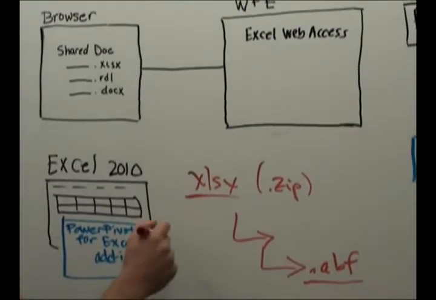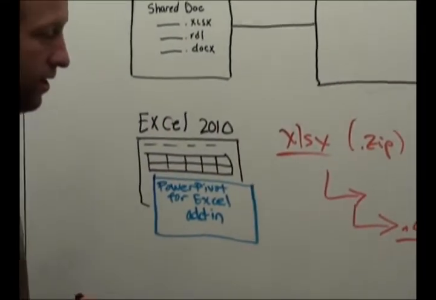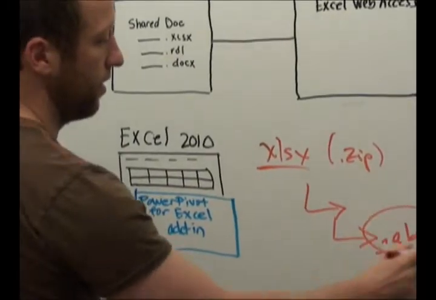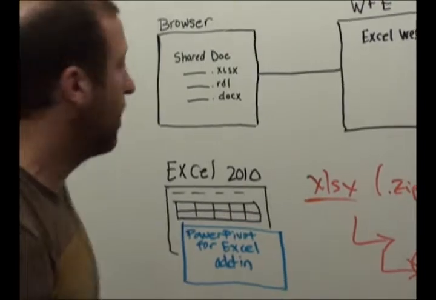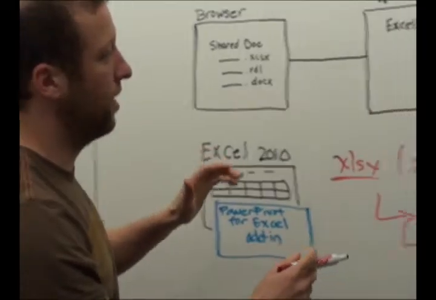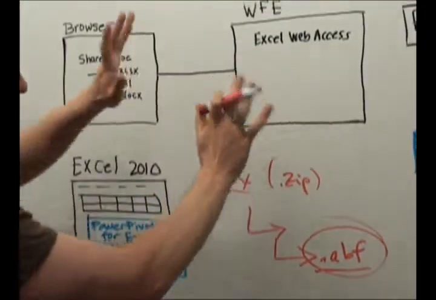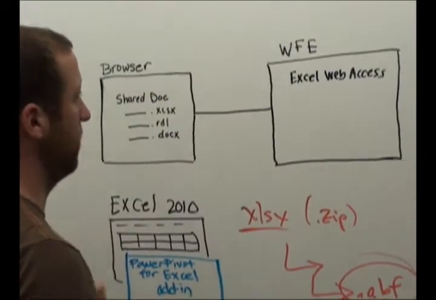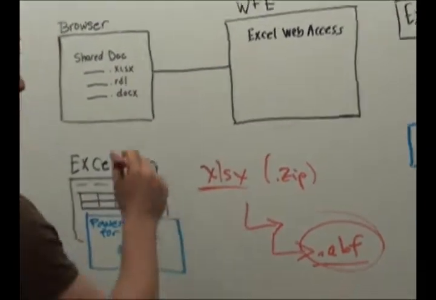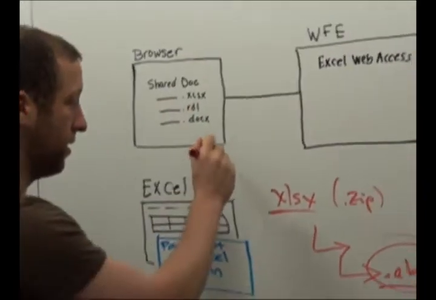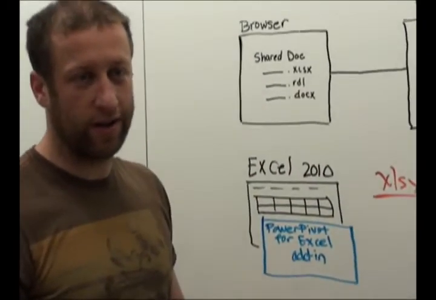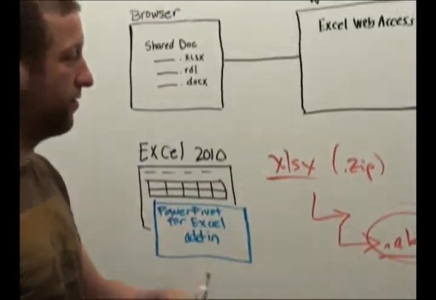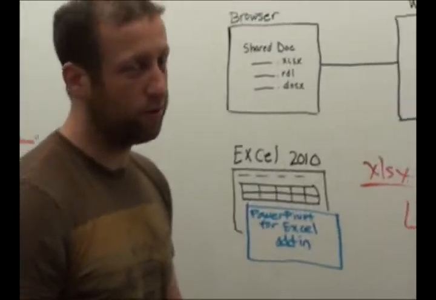So I've built one of these using the PowerPivot for Excel add-in. I've created this XLSX. It has an ABF embedded in it. I've uploaded it to SharePoint. I've got it open, viewing it in the browser, and now I say I want to interact. I want to actually click on a slicer or expand out some level in the pivot table.